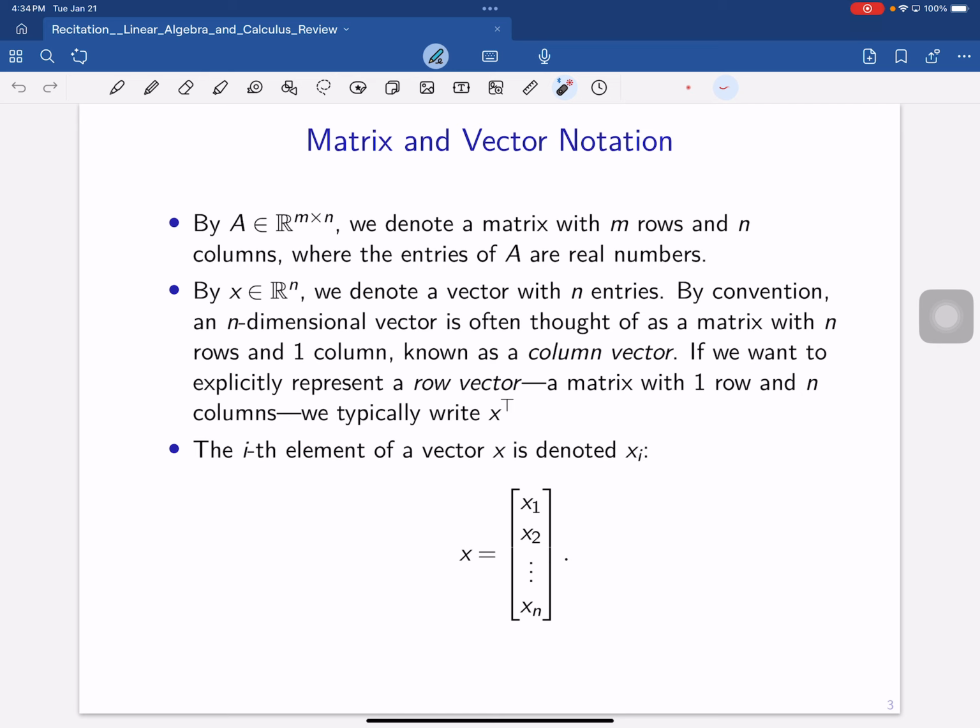So A is a matrix with dimension m times n. And then you can denote a vector by x with dimension n, right? Okay, so x is called a column vector if it has n rows and 1 column. And it's called a row vector if it has one row and n columns, and typically we write them as x transpose. By default, if you are given a vector, just assume it's a column vector, right? That's what people typically assume. So here's a column vector with n dimensions, and you write each of the elements as x sub i.